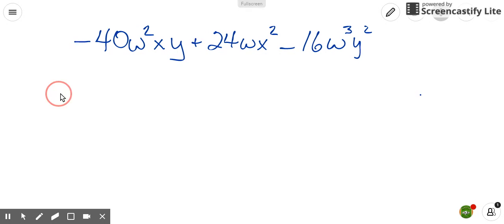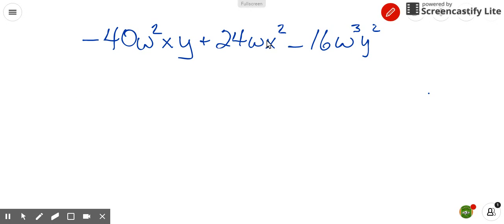Again, we lead with a negative, so let's take it out. The GCF of 40, 24, and 16 is 8. I have 2 W's, 1 W, 3 W's, so I can take out 1 W. I have 1 X here, 2 X's here, no X's there, so there's no GCF for the X's. I have 1 Y, no Y's here, so there's no GCF for the Y's.